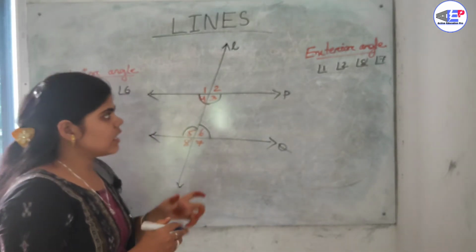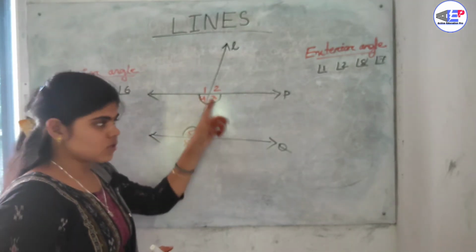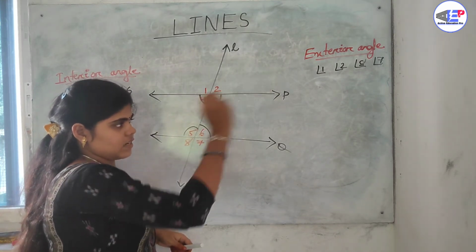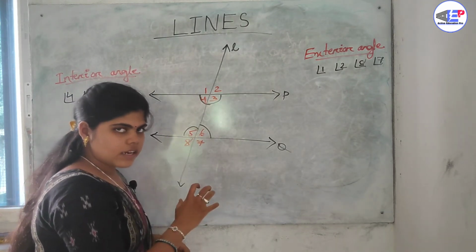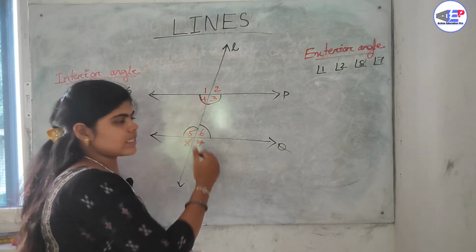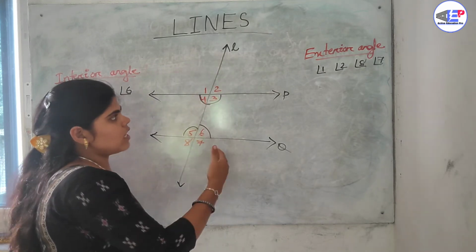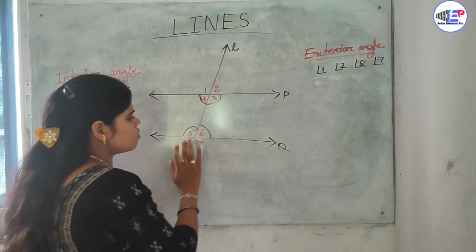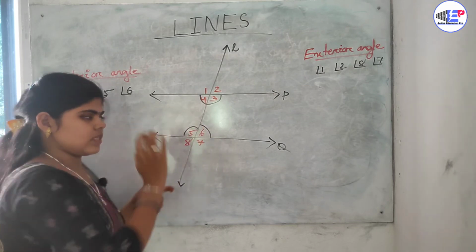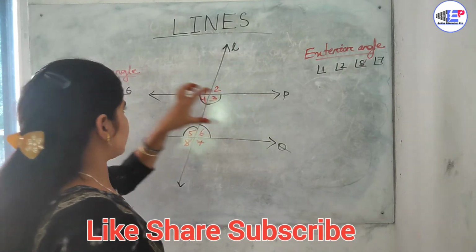Once again I repeat it: after this transversal line L crosses P and Q at two distinct points, 8 angles are formed, and from these 8 angles, 4 are exterior angles and 4 are interior angles. The interior angles are present in the interior area of the two lines P and Q, and the exterior angles are present in the outside area of these two lines. So the exterior angles are 1, 2, 8 and 7, and the interior angles are 4, 3, 5 and 6. These are the common types of angles in this image.